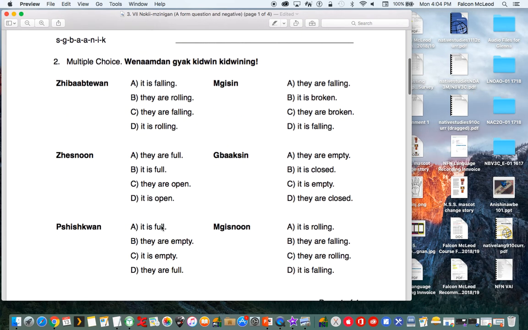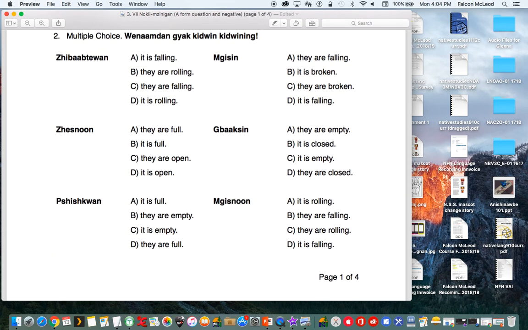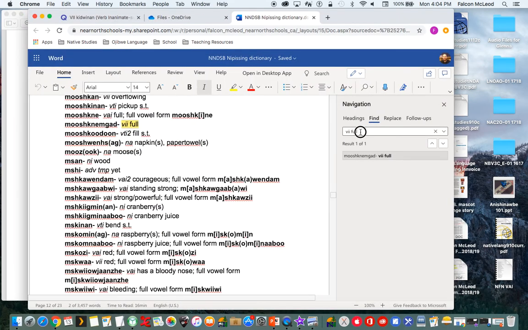All right, so moving on, multiple choice. When am dan gyak kidwin kidwinning. So match the correct words. So Ojibwe. So if we don't know this word here, we can look it up in the dictionary. Ojibwe. So we don't have any examples that pop up. So if this happens, again, just start deleting letters until you find something here.